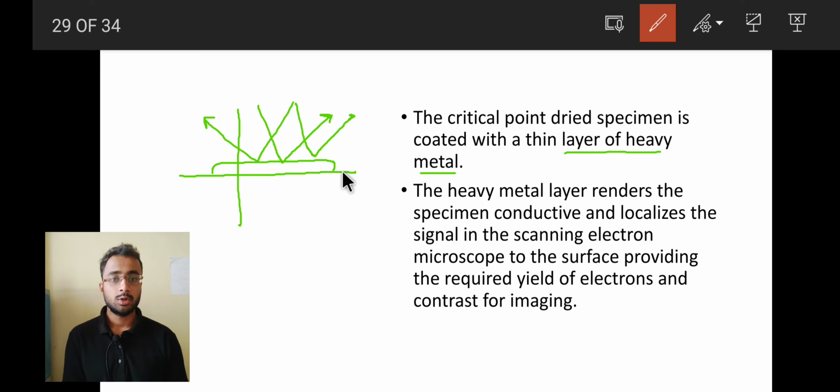So therefore we have to cover this specimen with a heavy metal, so that the specimen will not get destroyed. It's the heavy metal which we apply over here. We usually take a very thin layer of this heavy metal.